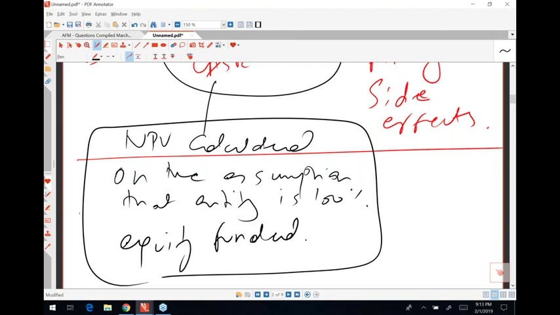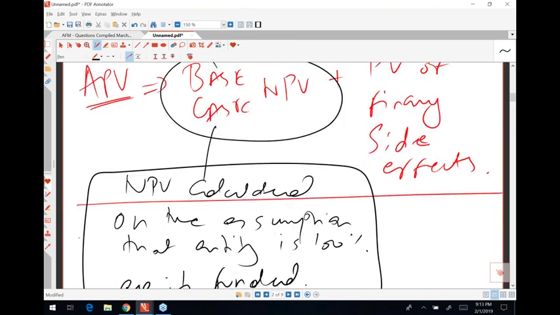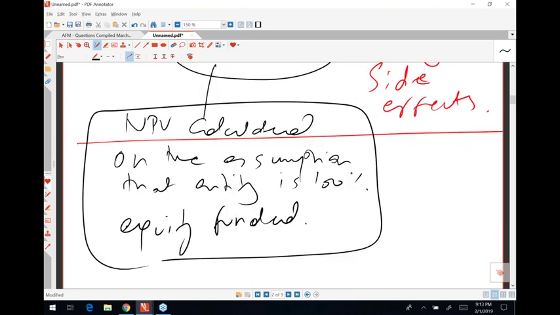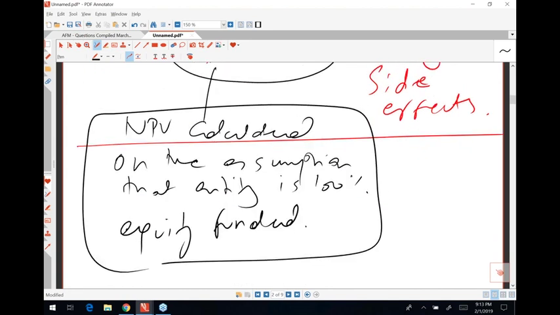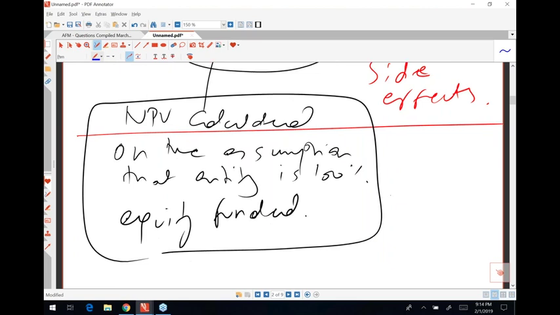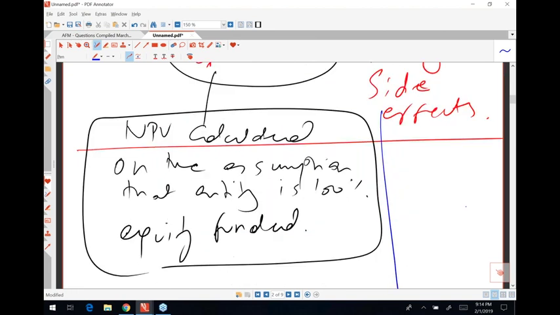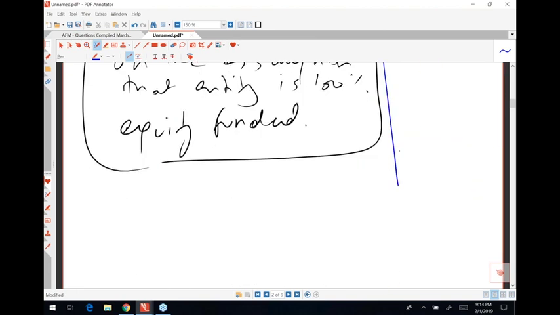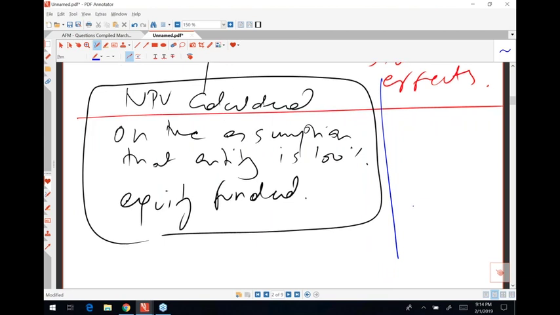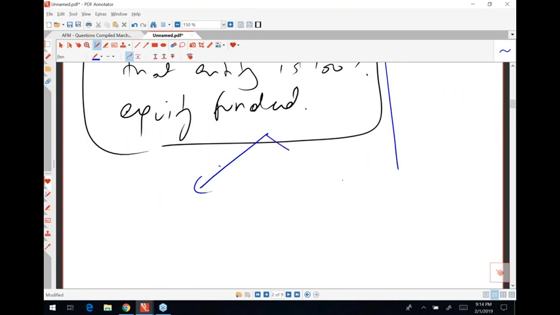Okay, so when we talk about this NPV, it's the NPV calculated on the assumption that the entity is 100% equity funded. Now, what next is there? Then when we talk about this present value of financing side effects, which I'm actually going to discuss in a while, first of all, let's discuss what you mean by this. There are actually two ways of dealing with this scenario.